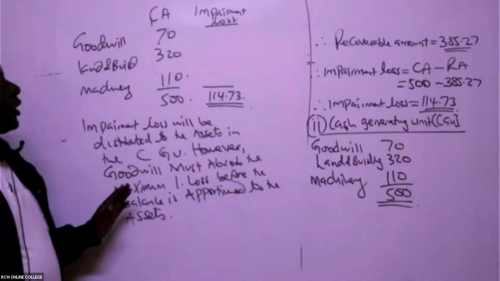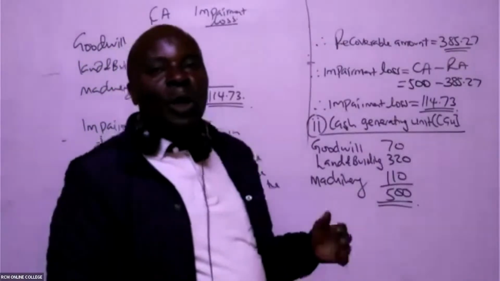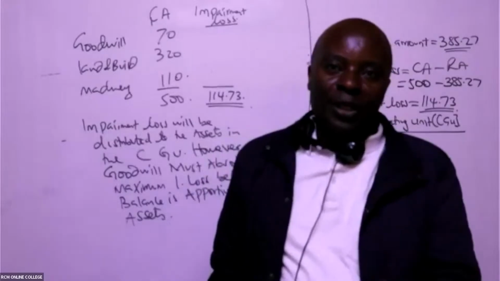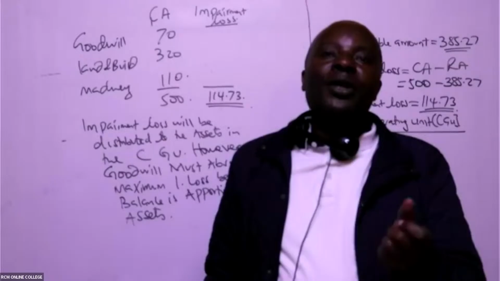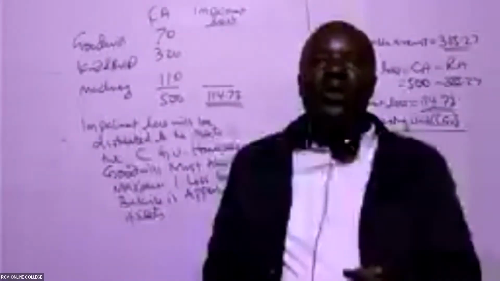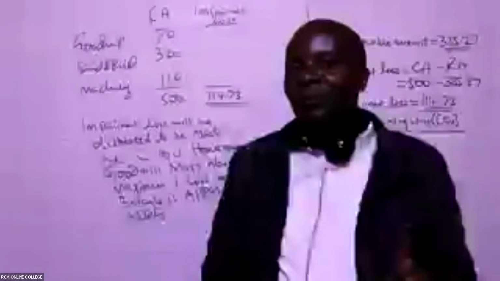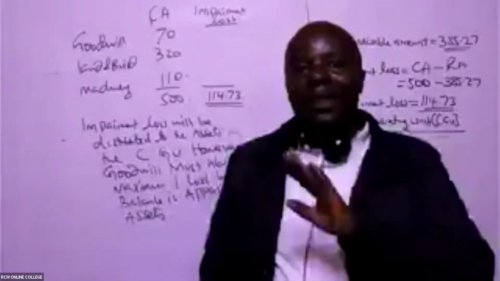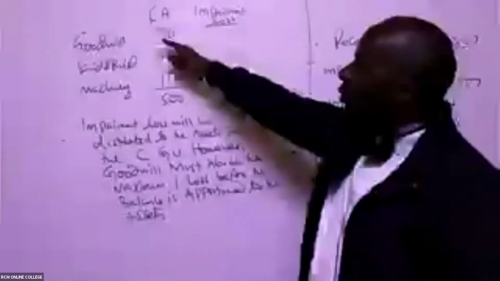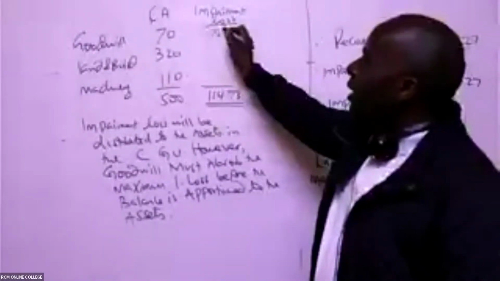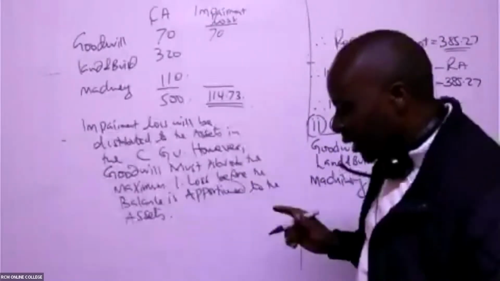So before you do anything, ladies and gentlemen, ensure that there is no way you will tell us that you are impaired, and then you tell us that you still have some goodwill. The moment you are impaired, your goodwill should be extinguished. So in the hierarchy of distributing impairment loss, the very first asset to suffer is goodwill. So goodwill must absorb. Fortunately, we can see this 114.73 loss covers this goodwill. So goodwill takes 70.